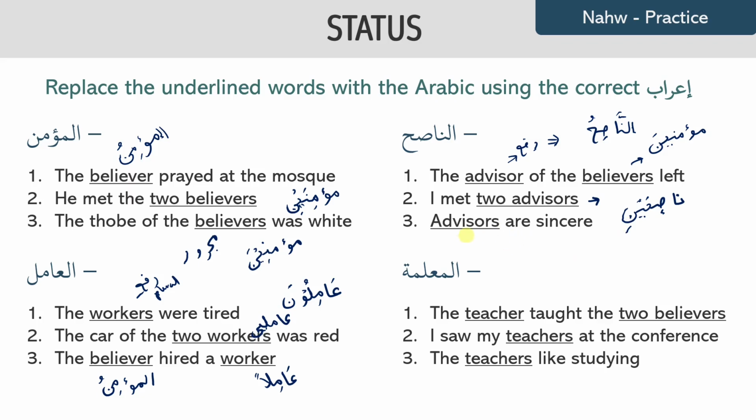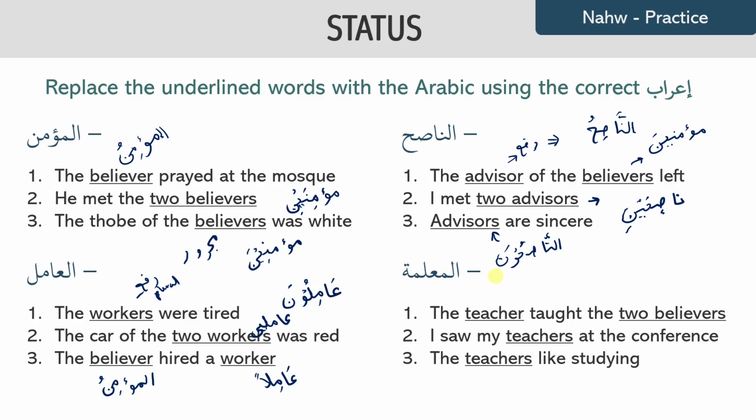Advisors are sincere. So this is the subject. So this is going to be rafa, and you write it in Arabic as nasihuna because it's rafa and plural.